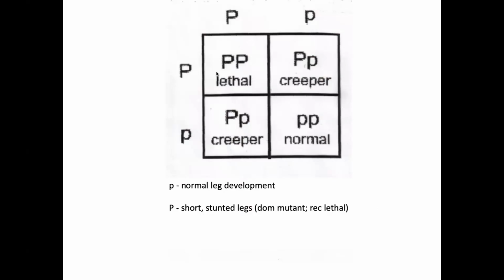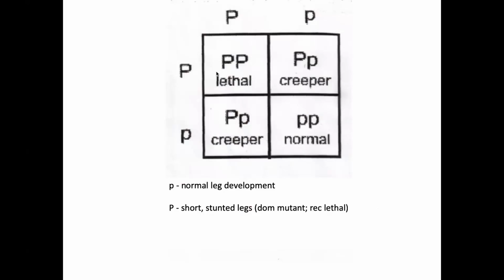Okay, so again, it's pleiotropic, and the two phenotypes are affected. In this case, how the legs form, as well as viability, and the creeper allele in this case is acting as a dominant towards the one phenotype, how the legs form, and it's acting as a recessive in terms of viability.